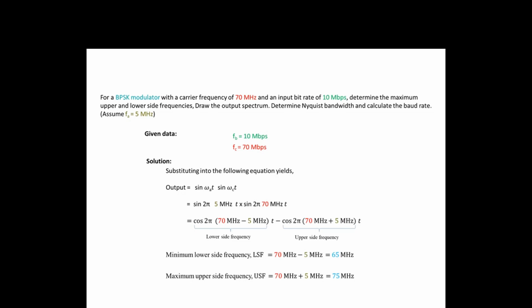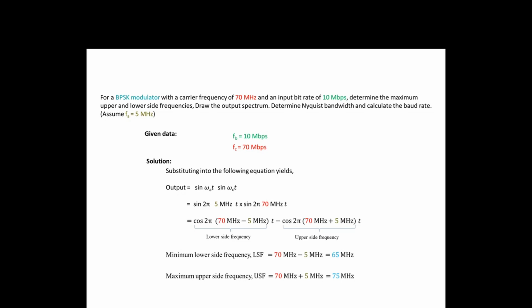So what data are given? I'll read the question once again. For a BPSK modulator with a carrier frequency of 70 MHz, the carrier frequency is 70 MHz and the input bit rate is 10 Mbps. Determine the maximum upper and lower side frequencies. Draw the output spectrum. Determine the Nyquist bandwidth and calculate the baud rate. Assume fa equal to 5 MHz.